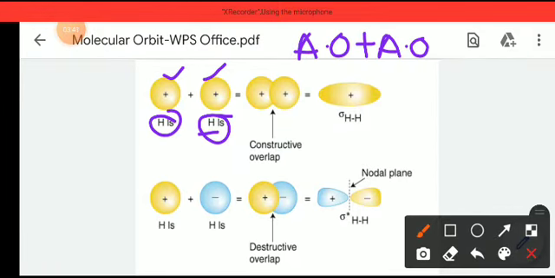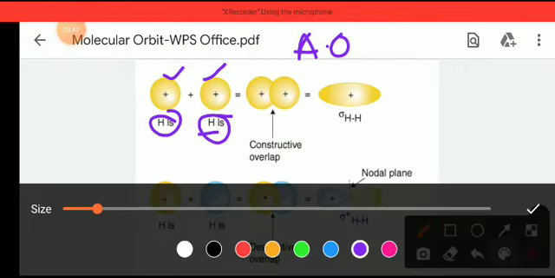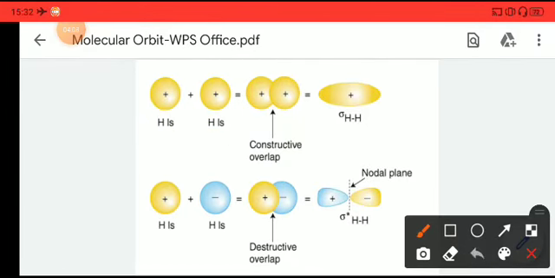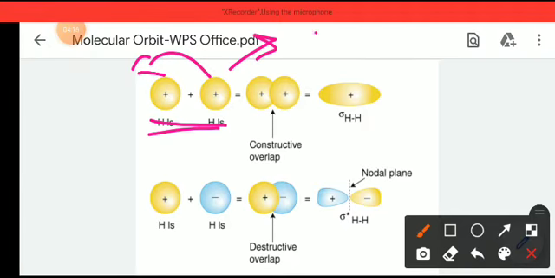Suppose these two hydrogen orbitals, this one and this one, have a constructive overlap. Constructive overlap means they merge, they have a plus. They are additive in nature because of their similar symmetry. Both hydrogen orbitals have similar properties, and that property is defined by symmetry.